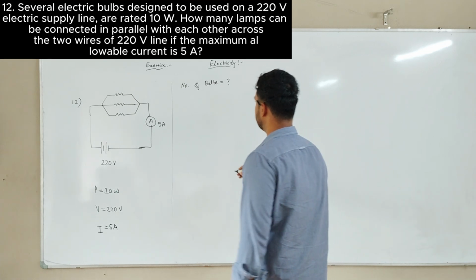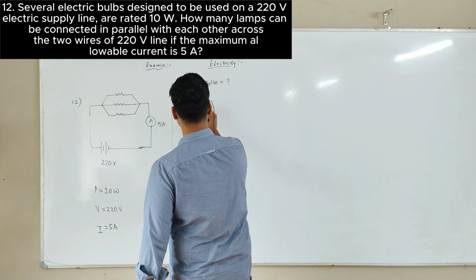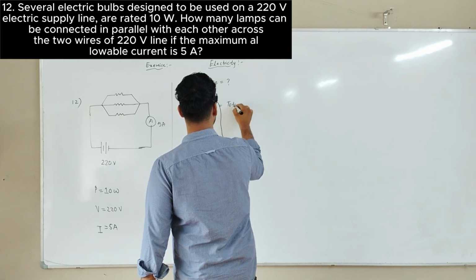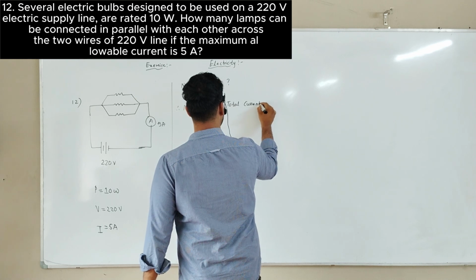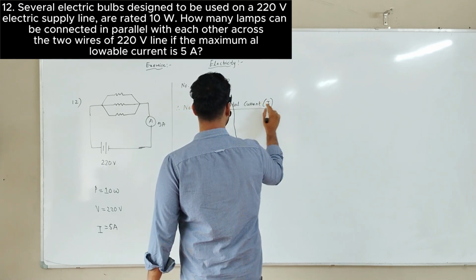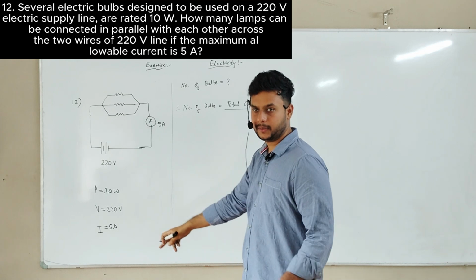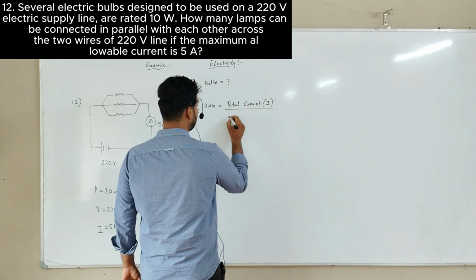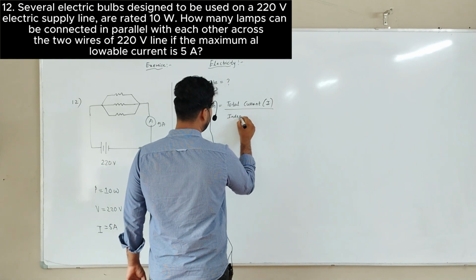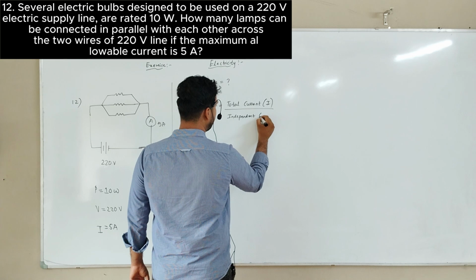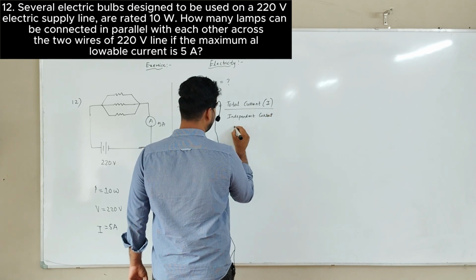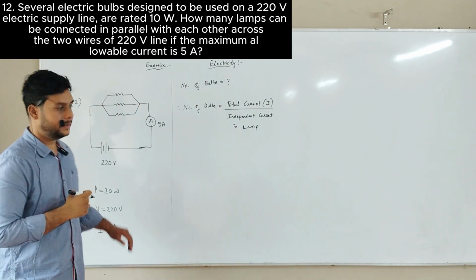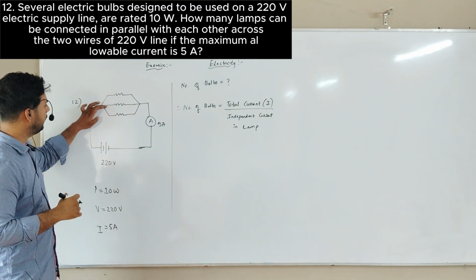So we have one formula first, I will write the formula. Number of bulbs is equal to total current I divided by independent current in the lamp, or the current given to the lamp. The total current is 5 ampere, I know that. But I don't know the independent current going to this lamp.